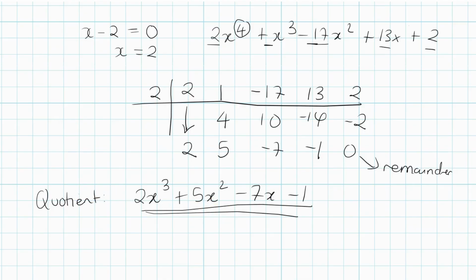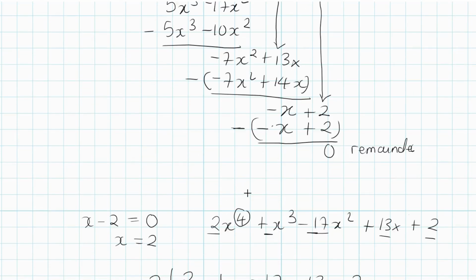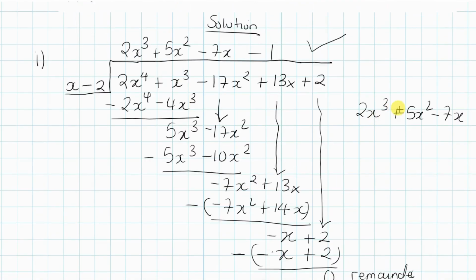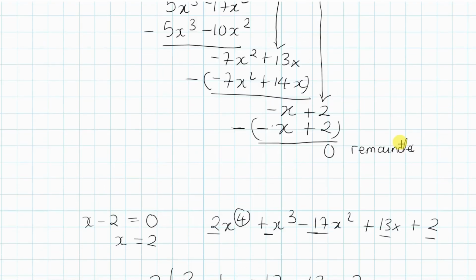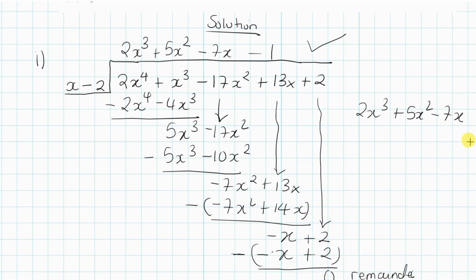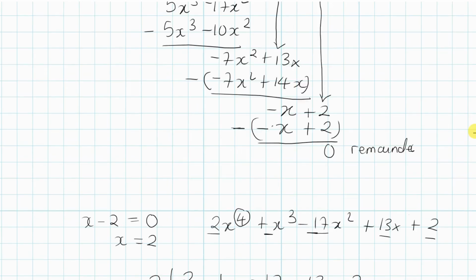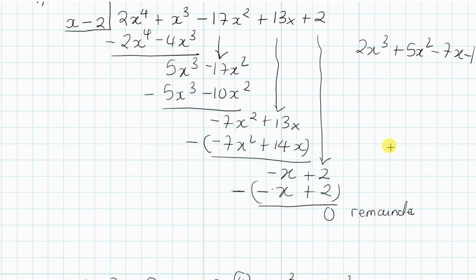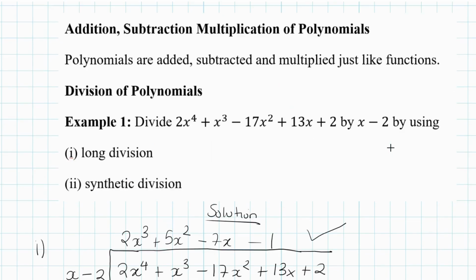So if you compare this to our previous solution, 2x to the power 3 plus 5x squared minus 7x, sorry, I forgot a 1 here. Yeah, so minus 1 is the same solution. So whether you use synthetic division or long division, you still find the answer.